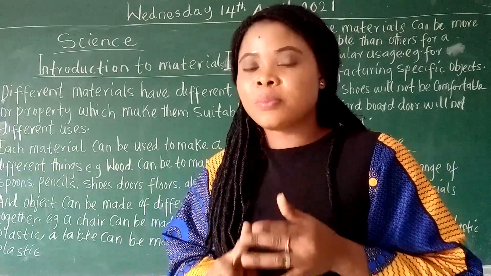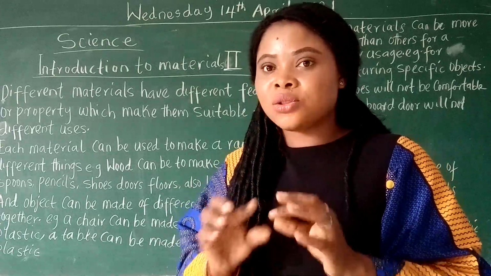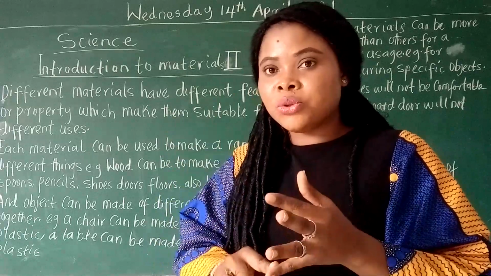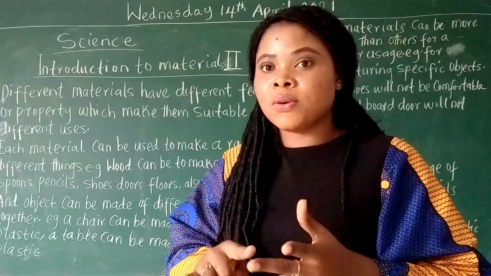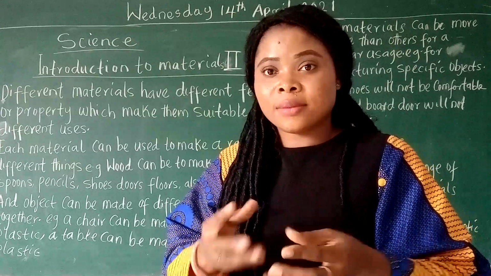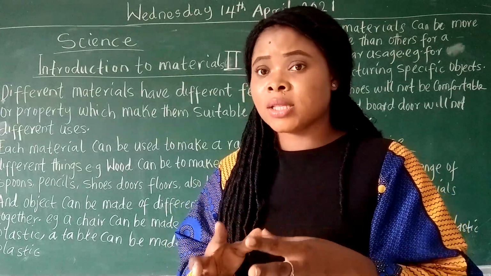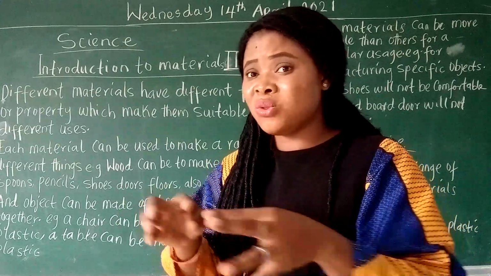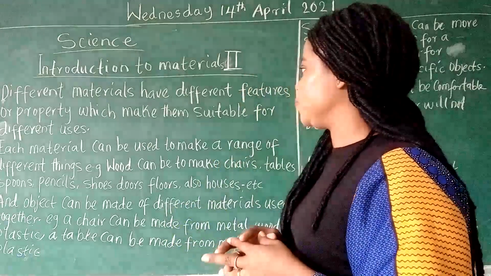The same thing with plastic material. It has this feature or property that makes it suitable to be used to produce chairs, tables, and also different items we can use to eat. We use plastic for different things, right? So plastic materials can be used to produce a lot of things for household usage.